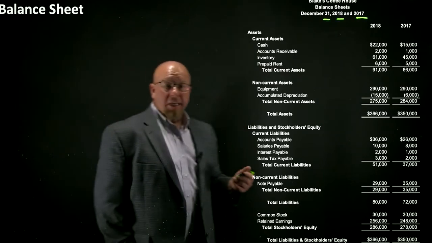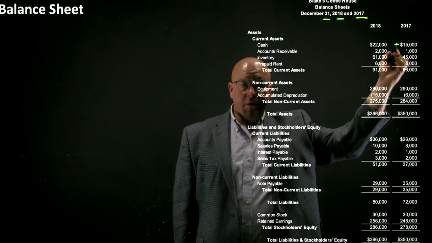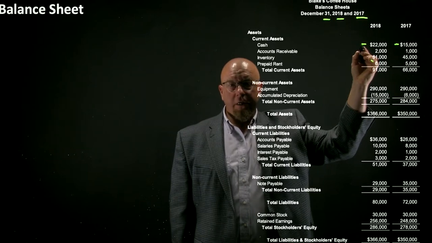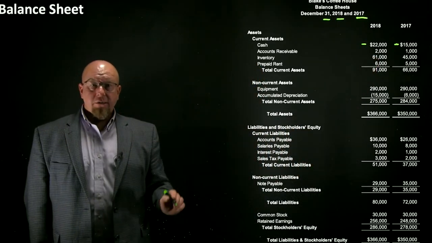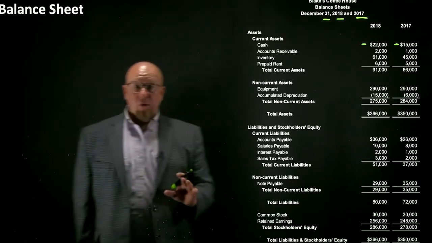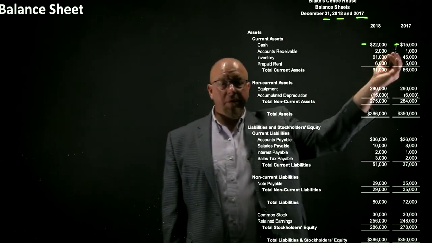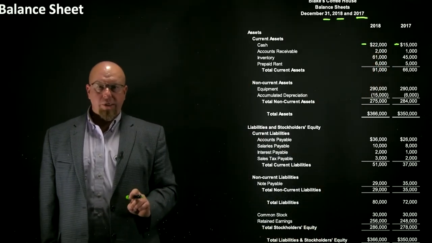Take the most basic asset, cash. At the end of 2017, we had $15,000 in the bank or in multiple bank accounts. And at the end of 2018, we had $22,000 in the bank. So we would look at this one particular asset. Cash is the most liquid asset, and we would say, oh, the business got a little bit more liquid from year to year, at least with respect to that one account.